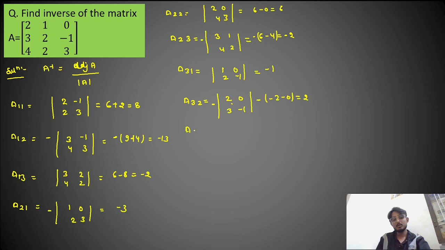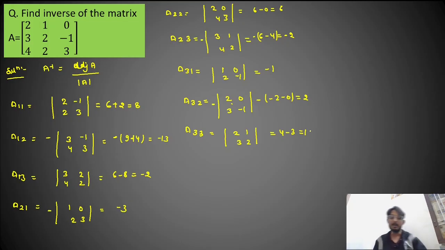Now A33, sorry, A33 means eliminating the third row and third column, and the sign will not be changed. 3 plus 3 equals 6, so you will get 2, 1, 3, 2. 2 2s are 4 and 3 ones are 3. 4 minus 3 equals 1.